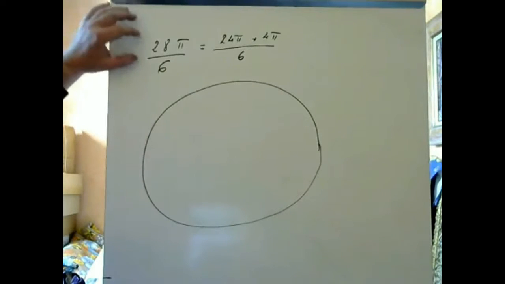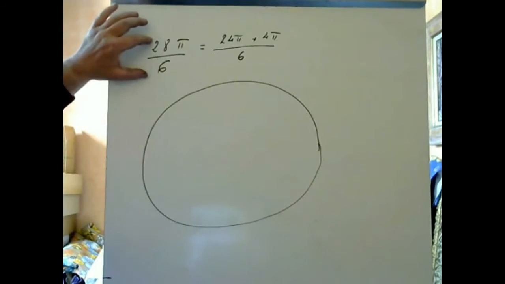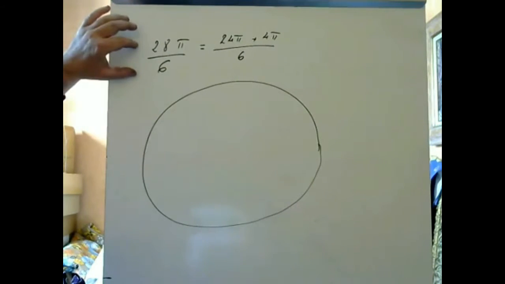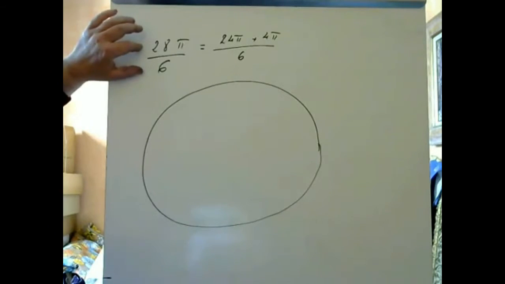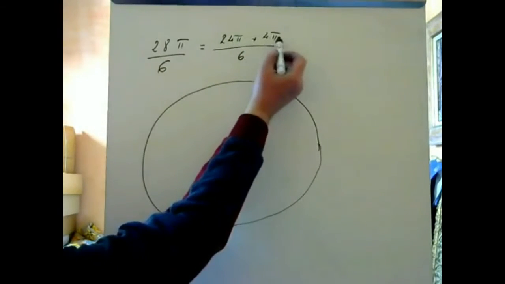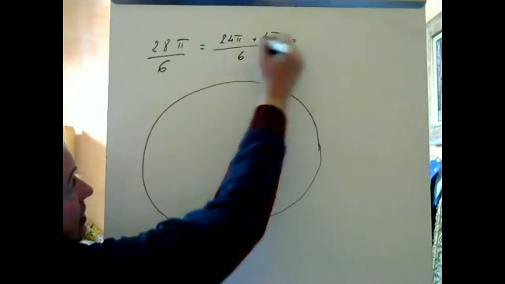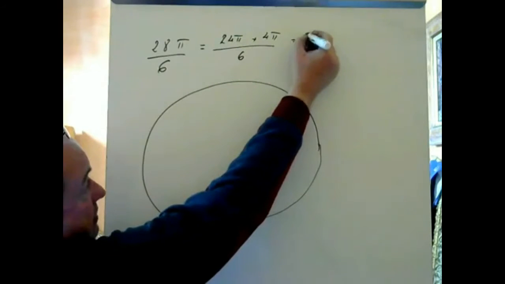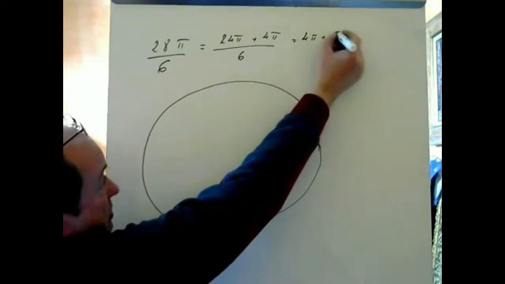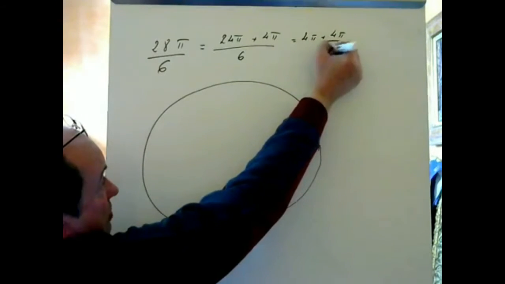So let me repeat myself. I'll take the closest multiple of 6 to 28. 4 times 6 is 24. Next multiple is 30, 5 times 6. And I choose the multiple which is less, which gives 24 pi plus 4 pi over 6. Okay? And now we simplify to 4 pi. 24 divided by 6 is 4. 4 pi plus 4 pi over 6.